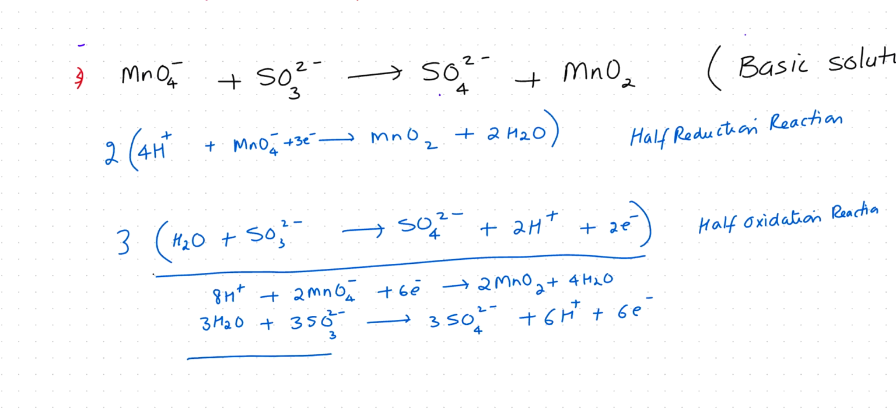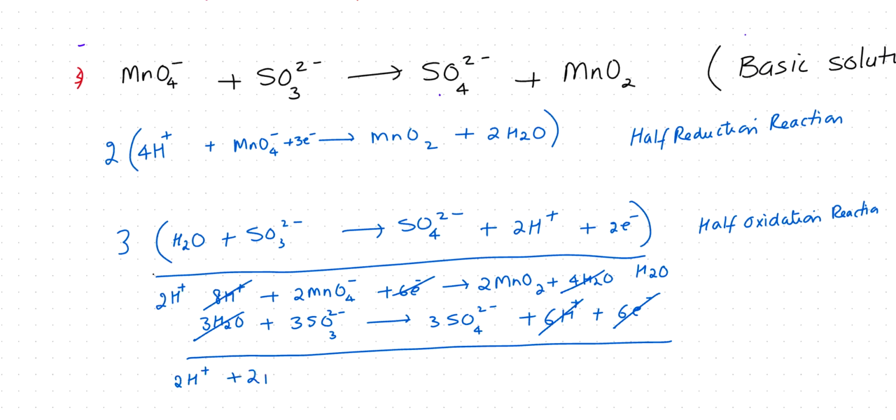So now we can cancel. The 6 electrons on the left side and 6 electrons on the right side cancel. 4 water molecules here and 3 water molecules there, so 3 cancel with 3, and 1 water remains here. And the 6H plus on the right side cancel, so 2H plus remains here. So now we write all the reactants: 2H plus, 2MnO4 negative plus 3SO3.